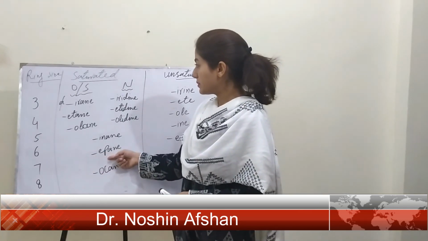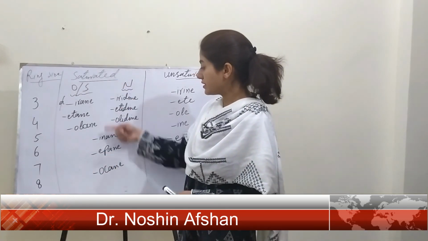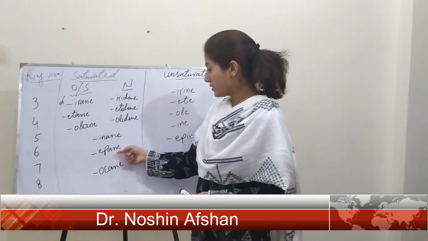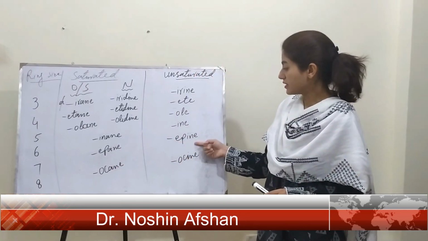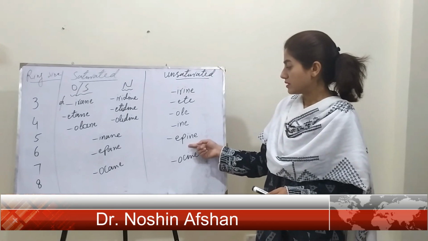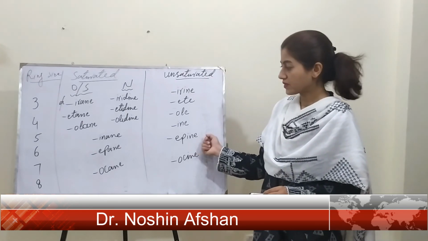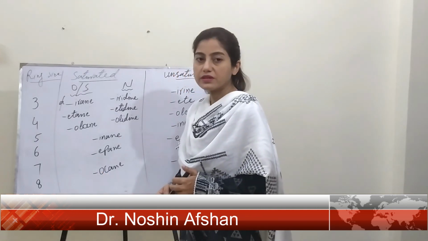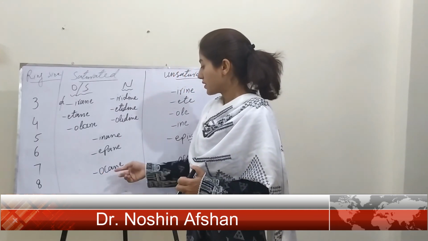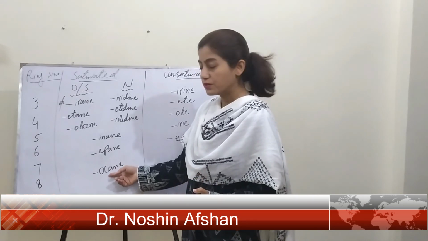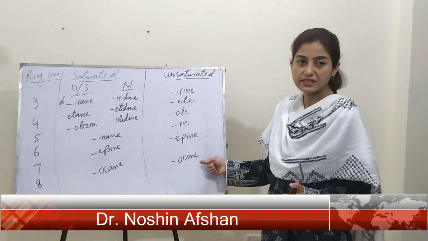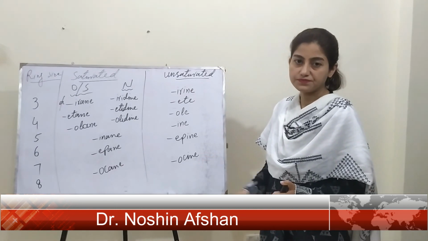And in the case of a 7-membered ring, in the case of saturated systems, the name would end at epane. And in the case of an unsaturated system, the name would end as epine. Similarly, in the case of an 8-membered heterocycle, the name would end at ocane, and in the case of an unsaturated system, it would end at ocine.